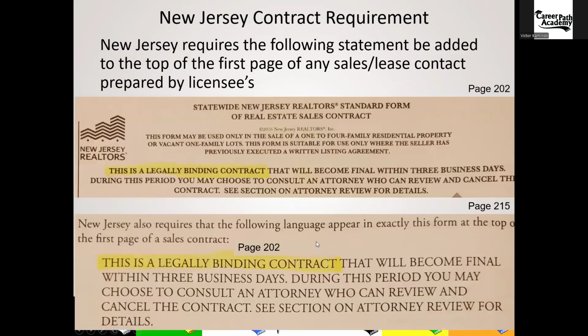And here's some screenshots of it from an actual sales contract. You see this at the top of the contract? It says, this is a legally binding contract. This is from a screenshot from page 202 in this book, the first page of the contract. Now, that's not all it says, this is a legally binding contract. It has more to it than that. But I just want to give you an image where you could see how and where it says that.